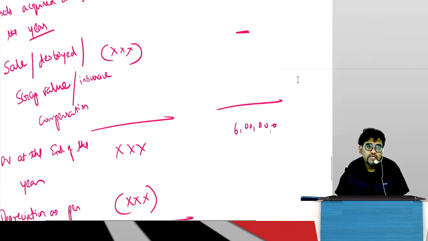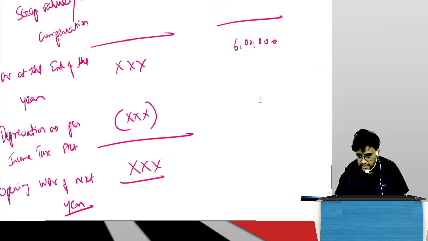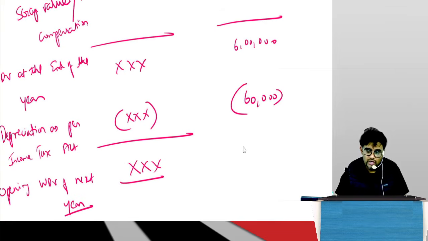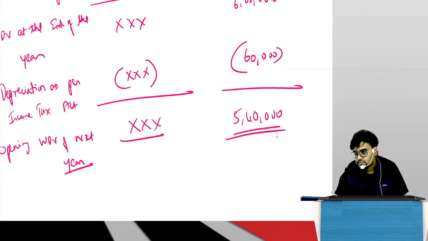Instead of 20,000, 20,000, 20,000, I will give depreciation on the full 6 lakh. How much? Same 60,000. 20, 20, 20 adds up to 60 only, no? What is the closing WDV at the end of the year? Instead of 1 lakh 80 plus 1 lakh 80 plus 1 lakh 80, I will merge everything. 5 lakh 40. Till here everybody understood? Very simple. I hope you have written it down.